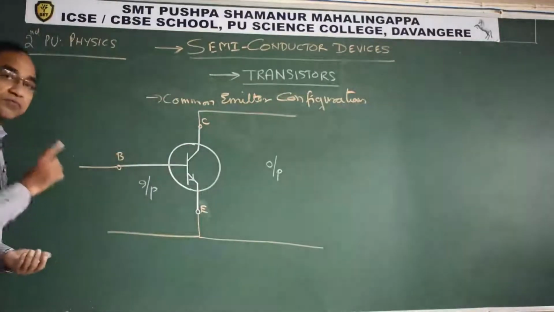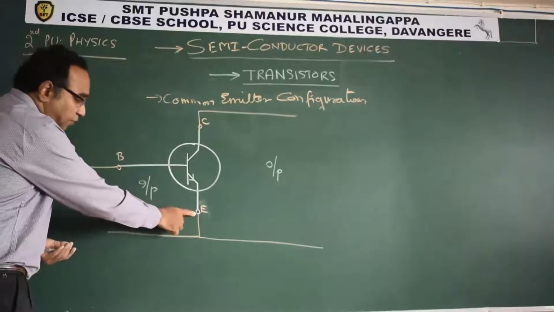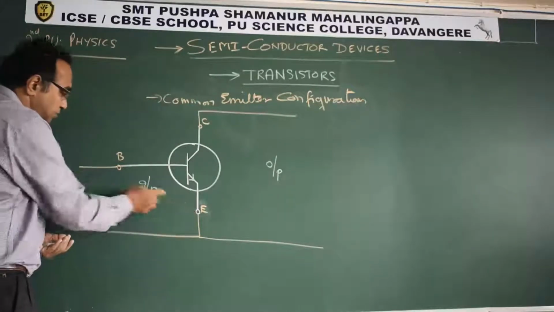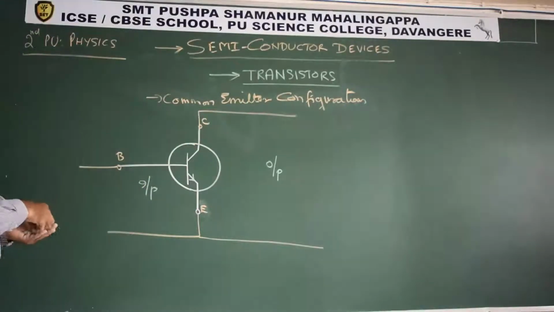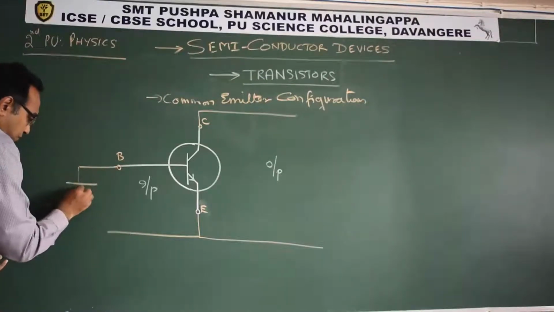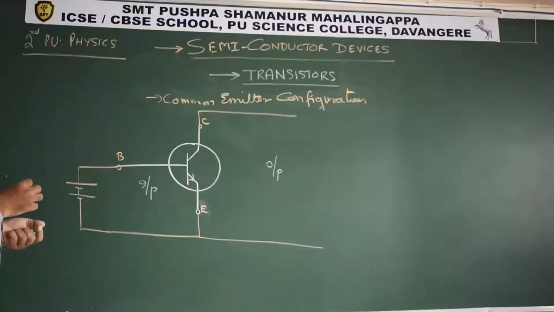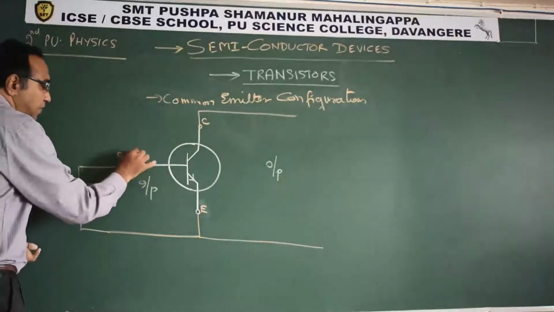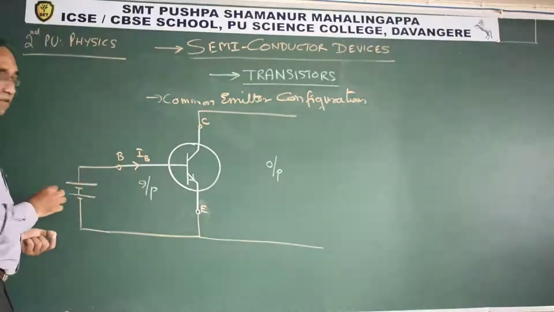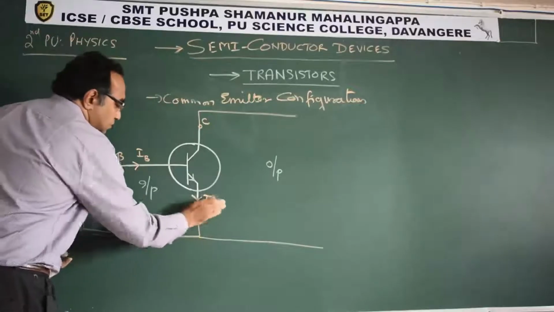Now, input for emitter is always in forward bias. Your emitter, what is the polarity? N, negative, N, P, N. So forward bias means what? How will you connect the source? Positive. Got it? This is exactly what you have. Forward biasing, current will come this way. This is your IB, and this is your IE. This is subscript.